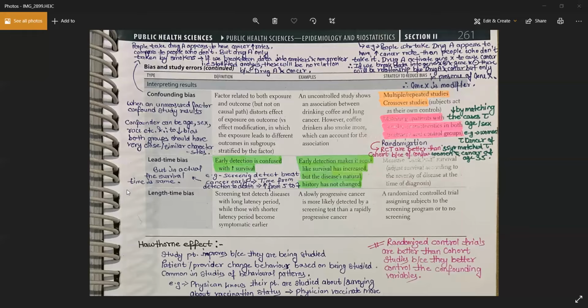But in actual practice, it was not true. It was just a disease process which is very slowly progressive, but you failed to account for that fact. Okay, that's why you get the length time bias, and in the other case, you will get the lead time bias.